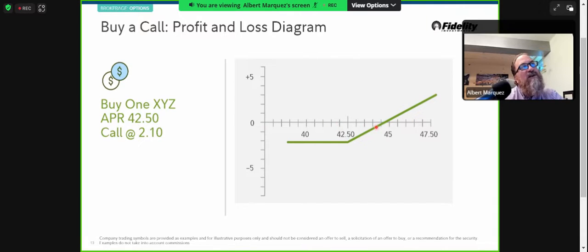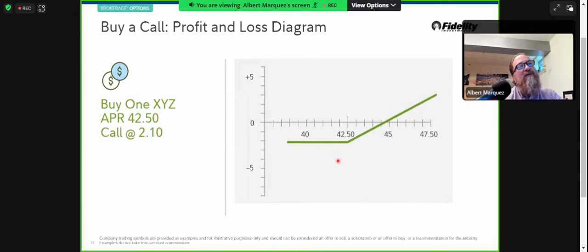You'll notice it crosses zero at some point. What is that point? That's the break-even point, right? So we remember we talked about 42.50 strike price plus $2.10 gives us 44.60. You can see it crosses right here at 44.60. That's when we are at break even. And then of course, above that, we start to make money on that position. So that is a long call position.